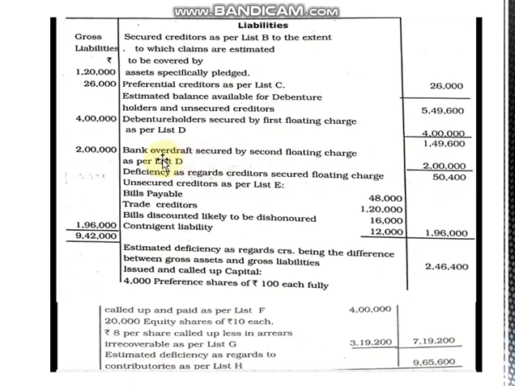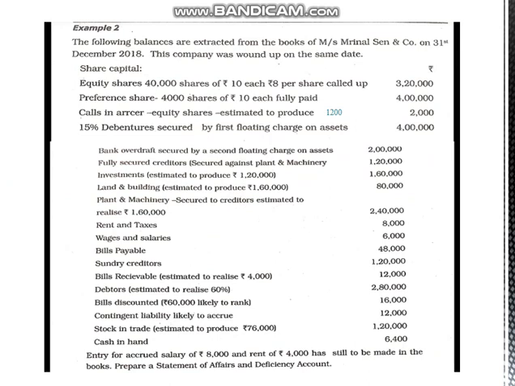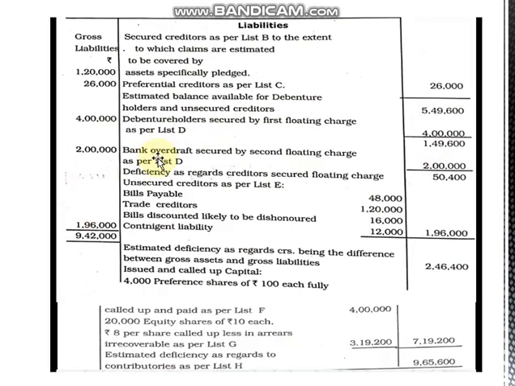And bank overdraft secured by second floating charge as per list D. Going to the question, you can see a bank overdraft of 2 lakh rupees. So we are deducting 2 lakh here also. You write 2 lakh here and here also. The deficiency as regards creditors secured by floating charge is 50,400. You need to deduct 1,49,600 from 2 lakh, so you will get 50,400 rupees.